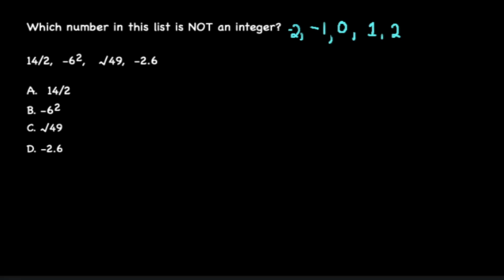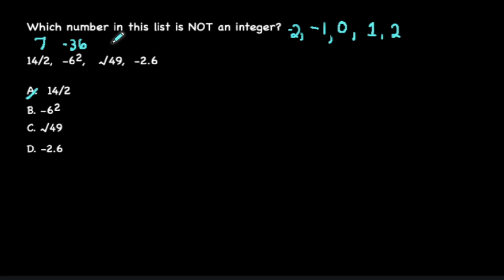So with that being said, let's go ahead and simplify this list of numbers we have here. We have 14 divided by 2, which is 7. So 7 is an integer, so that's not answering the question. We can eliminate choice A. -6 squared. We have this 6 that's being raised to the second power, so that's 36, and include the negative sign. That's -36. So this is an integer, right?